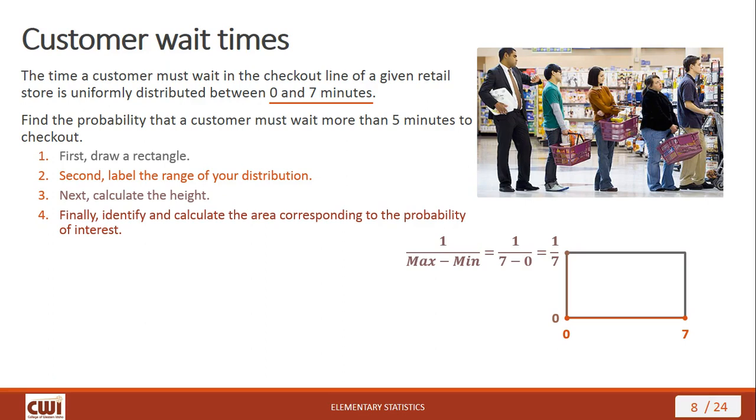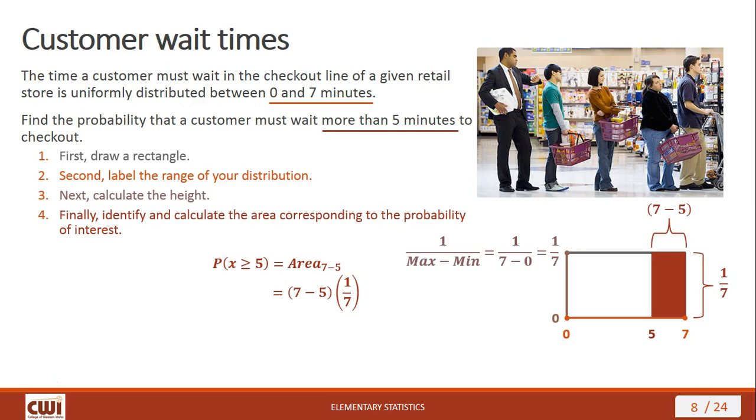Where are we going to put our random variable? Well, if you look at the problem statement, it says find the probability that a customer must wait more than 5 minutes. So we're going to start the area of interest at 5 minutes and then look at the area above that. So we're looking for the area between 7 and 5 underneath the rectangle. We can calculate that area, and that will be the probability that our random variable x is greater than or equal to 5.